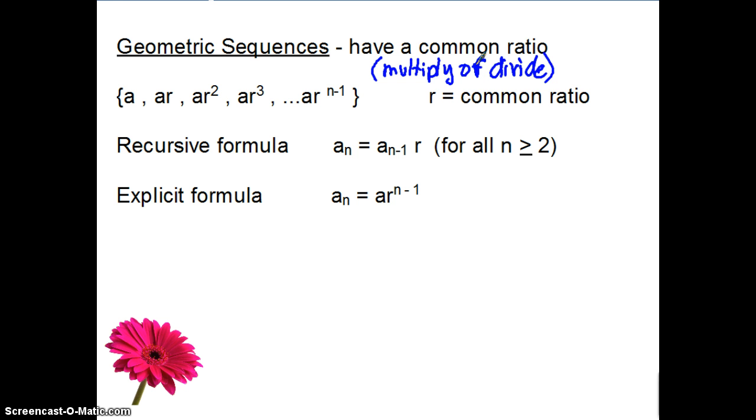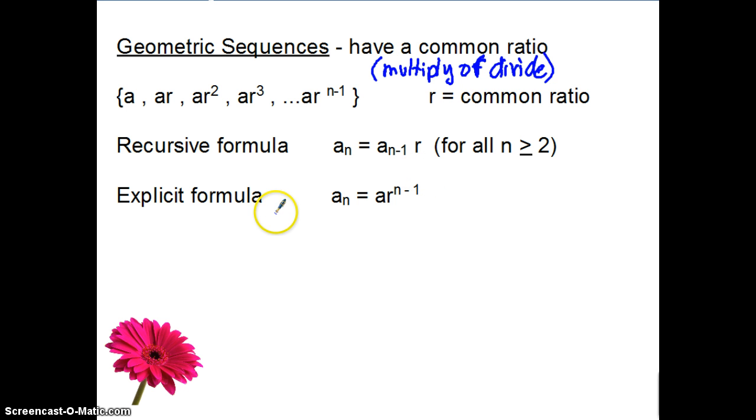Alright, so this says we're going to start with some term, we're going to multiply by our common ratio, we're going to multiply by our common ratio again, so now we have multiplied by it twice, there's 3 times, and so on. Our recursive formula for a geometric sequence says that a sub n equals a sub n minus 1 times r, or in other words, to get the term that we're looking for, we're going to take the term before it and multiply by that common ratio.